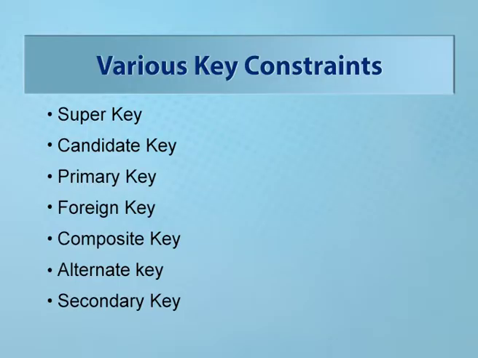For example, if employee number is there, the employee number column or attribute individually identifies the records in the employee table. So, it is a kind of key constraint for the table. Likewise, you have several key constraints: super key, candidate key, primary key, foreign key, composite key, alternate key and secondary key. Here we have listed altogether 7 kinds of keys.